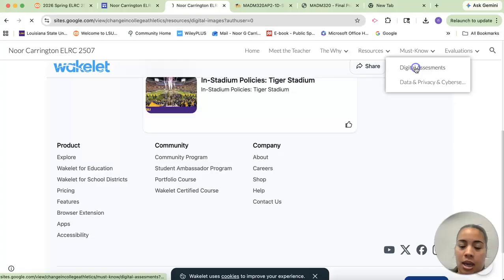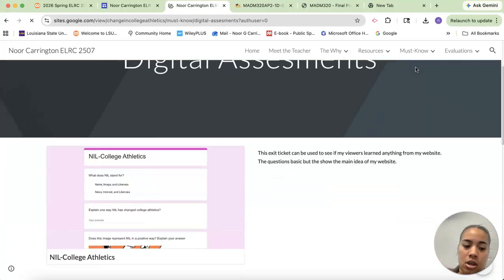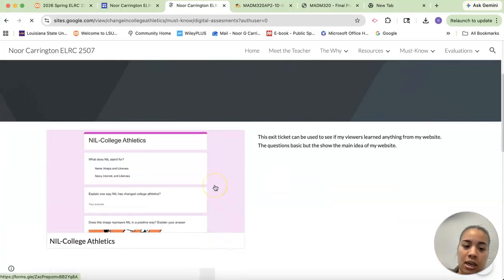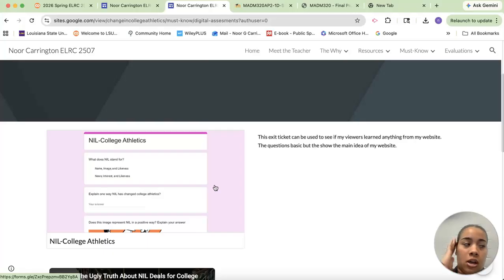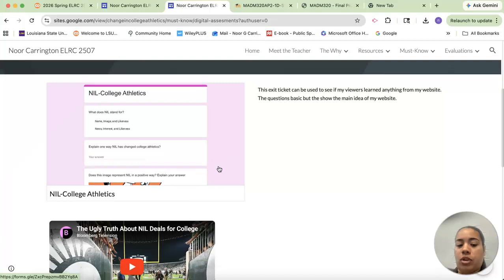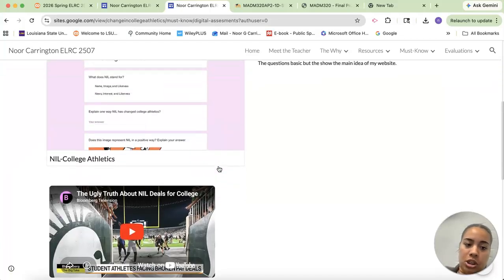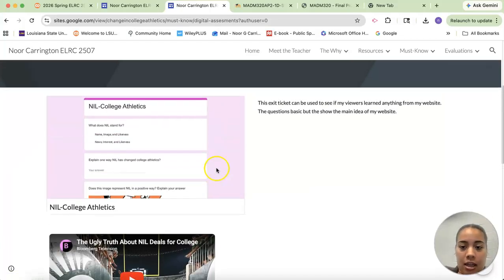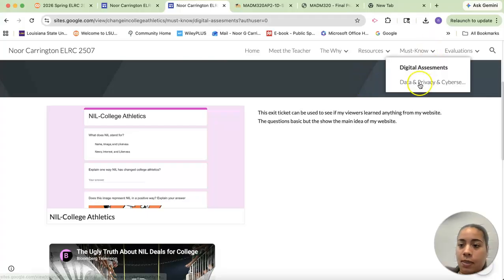And then lastly, we had our digital assessments, where we made an exit ticket, which is a really good thing also for teachers, because it shows if your students really were paying attention to what you were teaching them. And mine was on NIL and college athletics, obviously.